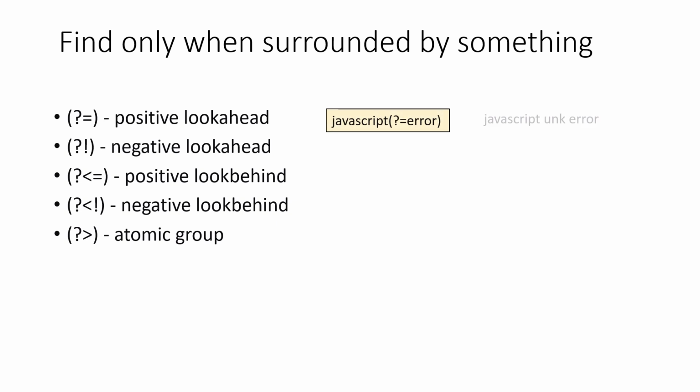As an example, we want to find the mentions of JavaScript in the context of an error. So we can say that search for JavaScript followed by a positive look ahead of error. We'll find all the mentions of JavaScript only when it is followed by an error word.